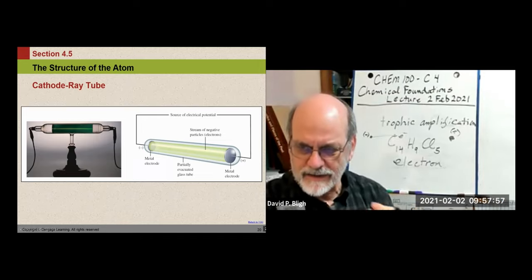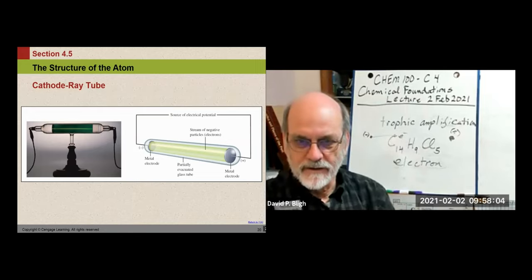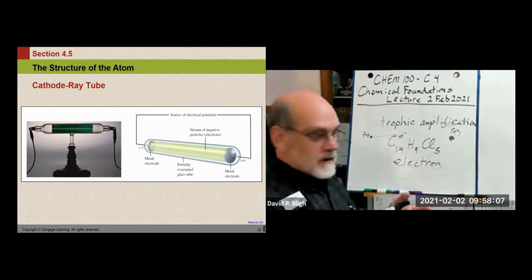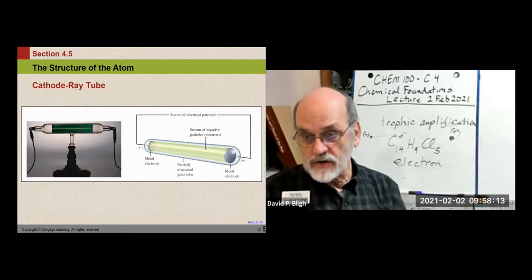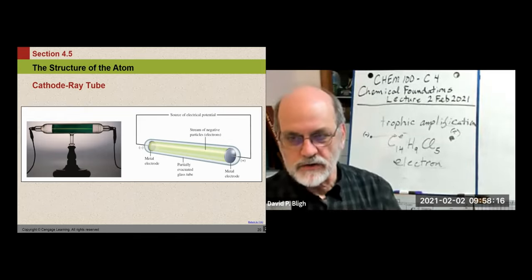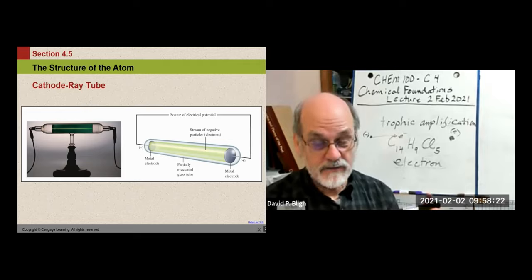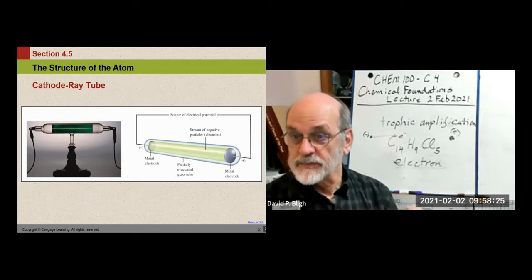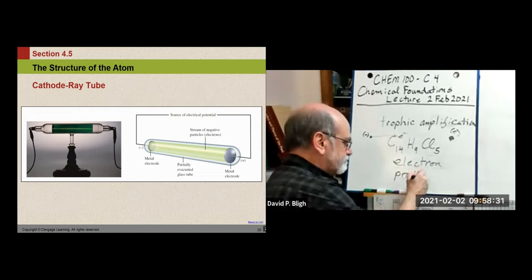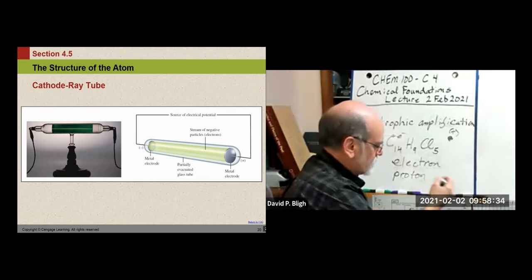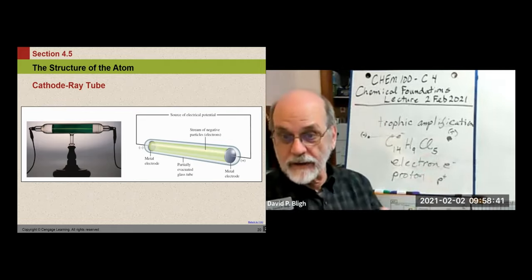So we knew that atoms had negatively charged particles inside their structure. Well, naturally, we knew that elements were neutral. That is, they did not have a charge. A pure element will not be charged. So that begs the question, what's neutralizing that negative charge? There has to be another particle in there that's positively charged. And that turned out to be the proton. We symbolize that with a P and a plus, and the electron with an E and a minus. Okay?